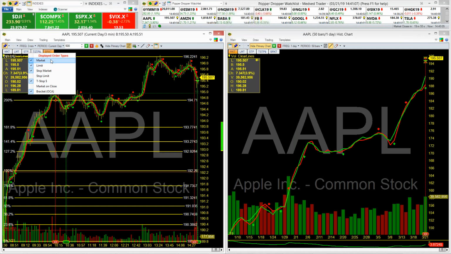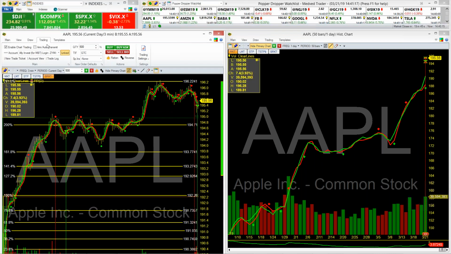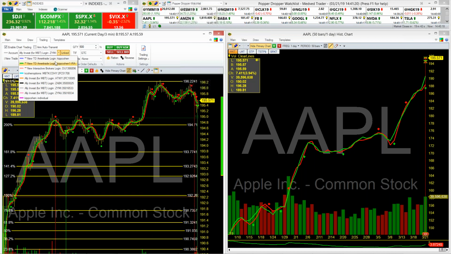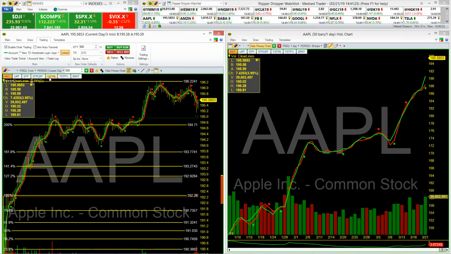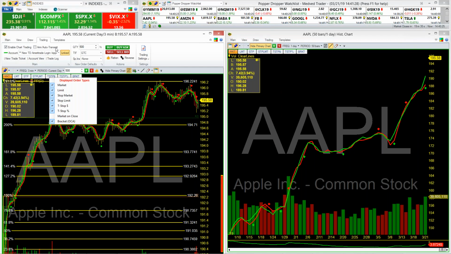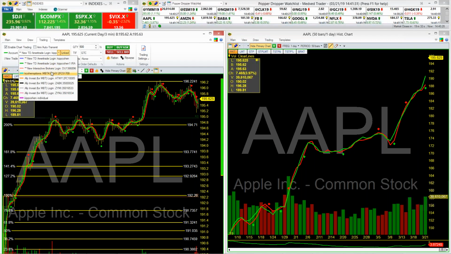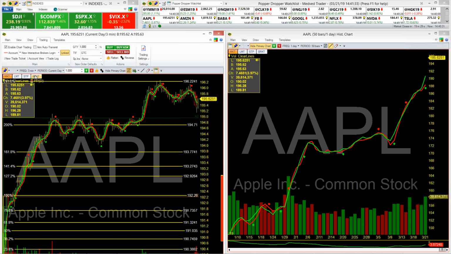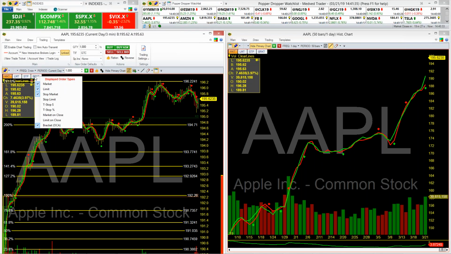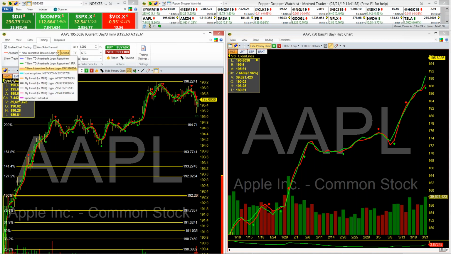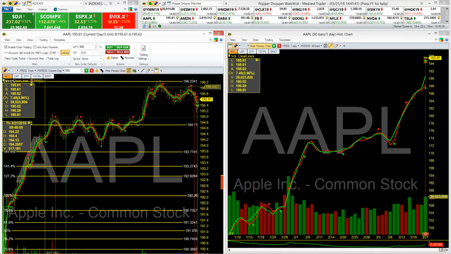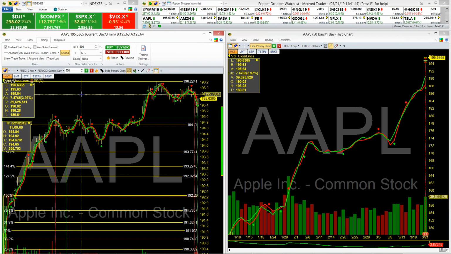But depending on which account you're trading out of, you're going to see different orders. So if I go to an Ally account, or if I go to my TD Ameritrade account, I'm going to see different order types here. It's all dependent. If I go to Interactive Brokers, there's going to be different order types based on whatever account you're trading out of, okay?